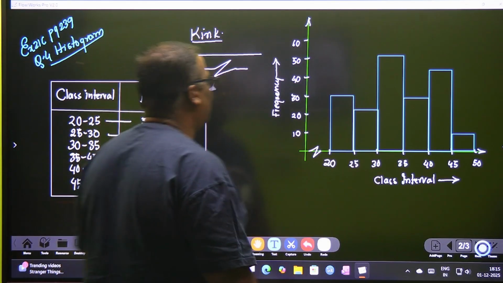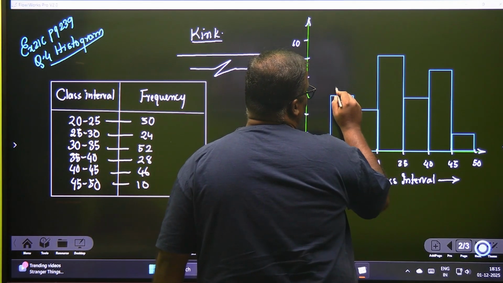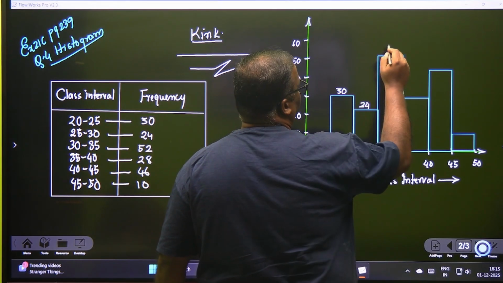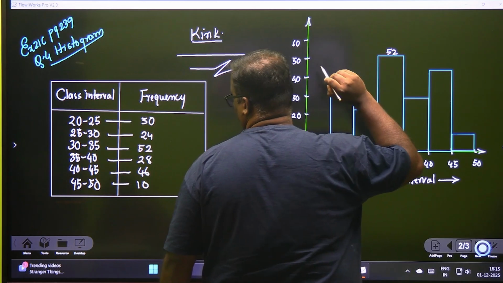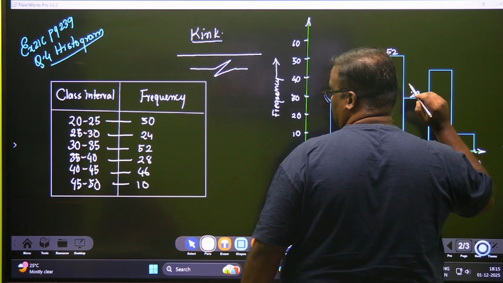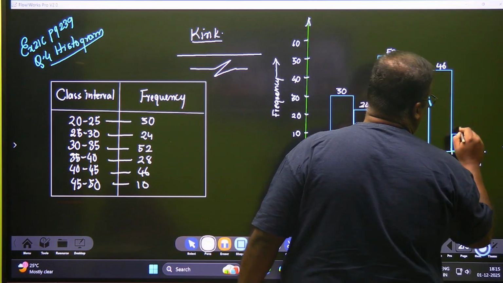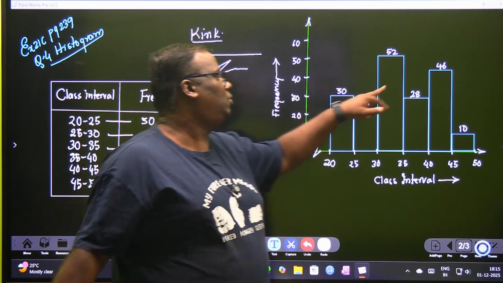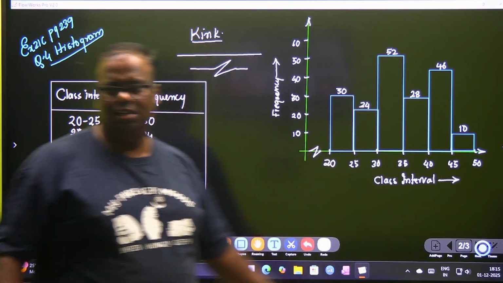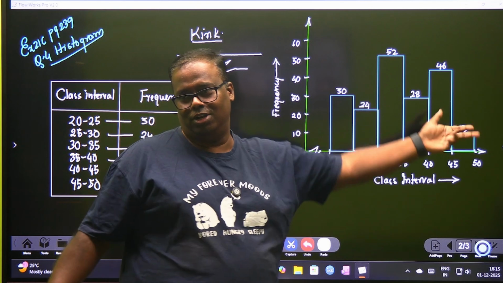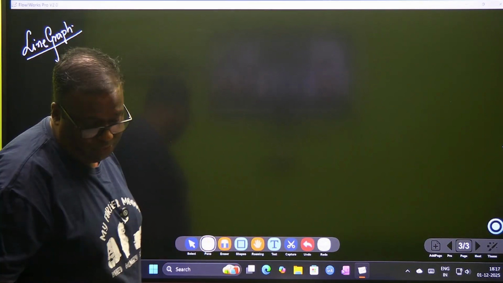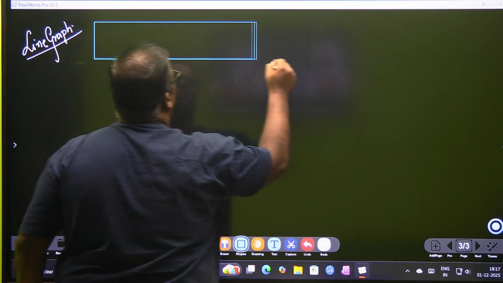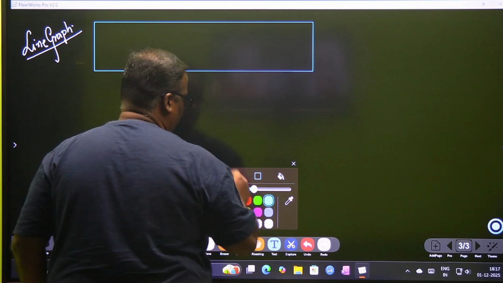Many people also plot the values out here to mention, like this is a 30, then this is a 24, then we have a 52, then we have a 28, then we have a 46, followed by a 10. In grade 9, you will also make one frequency polygon. You'll join the midpoints and then make one polygon. The line graph, and I'm making a chart of observation. You can copy this quickly. We'll have less time.